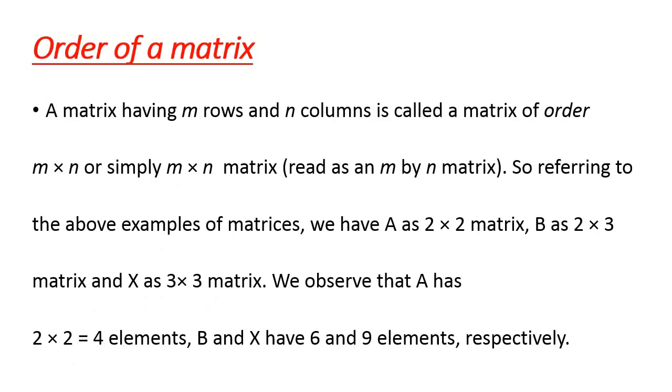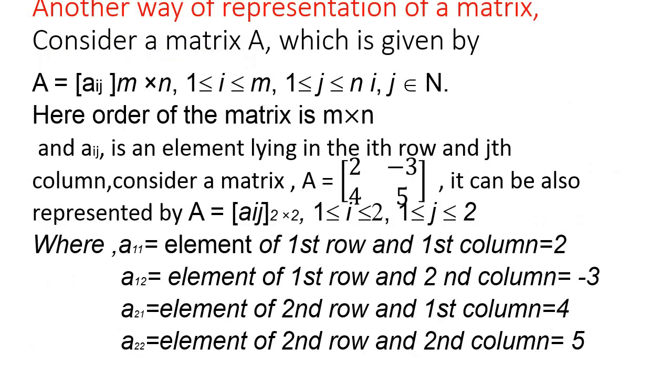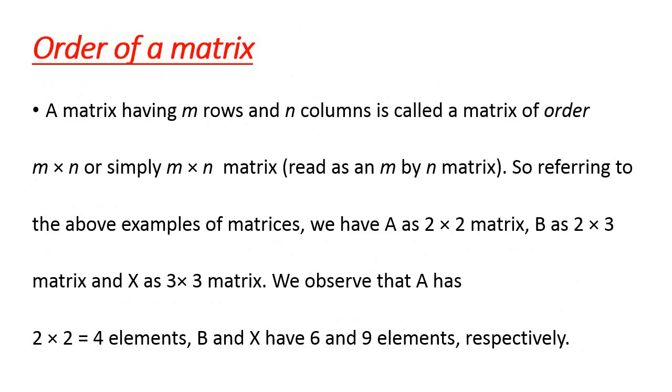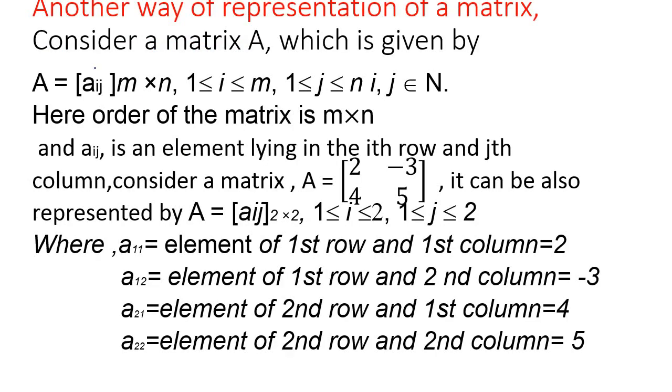Now students, you know the order of a matrix: the number of rows multiplied by the number of columns is the order of the matrix. Now here is another way of representing a matrix. Suppose there is a matrix A, you can write it in a short form Aij. Aij represents the element of the ith row and jth column, and the value of i represents the row number, and the value of j represents the column number.